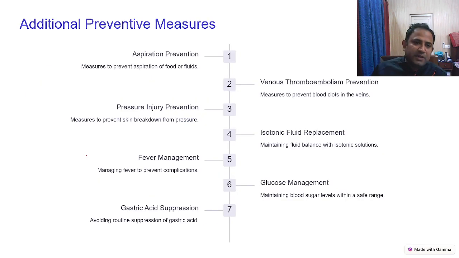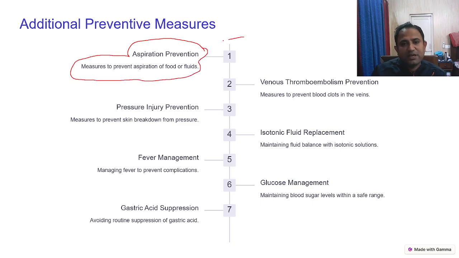Additional measures include prevention of aspiration. Keep the patient NPO unless you are very sure that his swallowing reflex is intact. Insert a Ryle's tube.